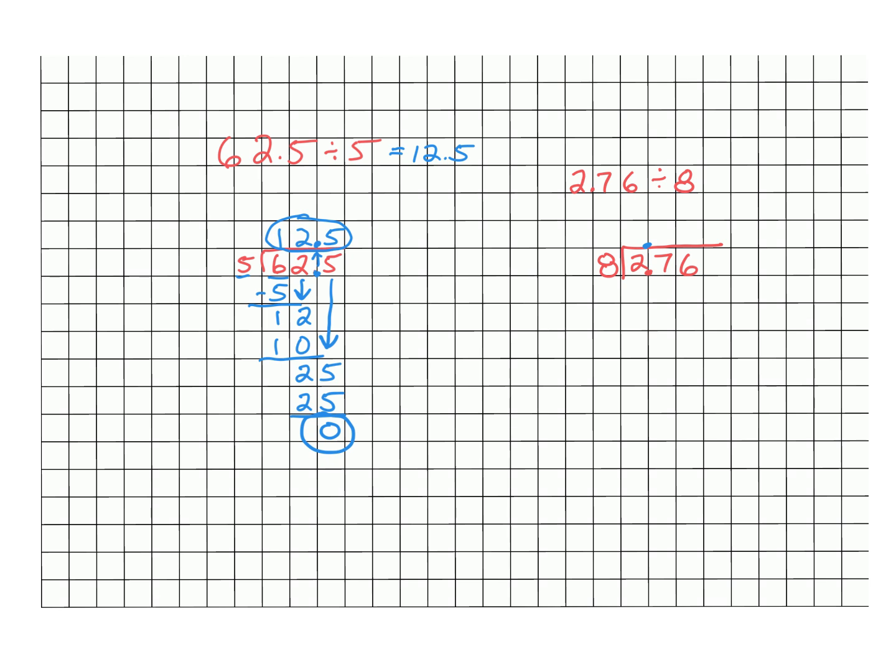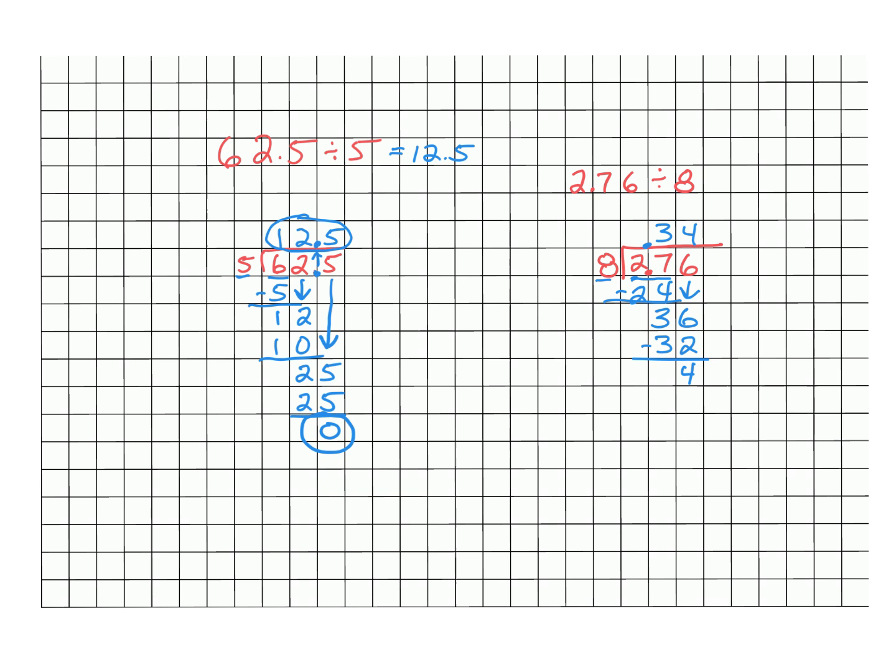Now when I go through and do this, I'm going to ignore that the decimal point is there, and I'm going to ask myself, how many sets of 8 are there in 2? Well, there aren't any, so I have to ask myself, how many sets of 8 are there in 27? There are 3. 8 times 3 gives me 24. I subtract, I get 3. I bring down the next number, which is a 6. How many sets of 8 are there in 36? Well, there's 4. 8 times 4 gives me 32. I subtract and I get 4.